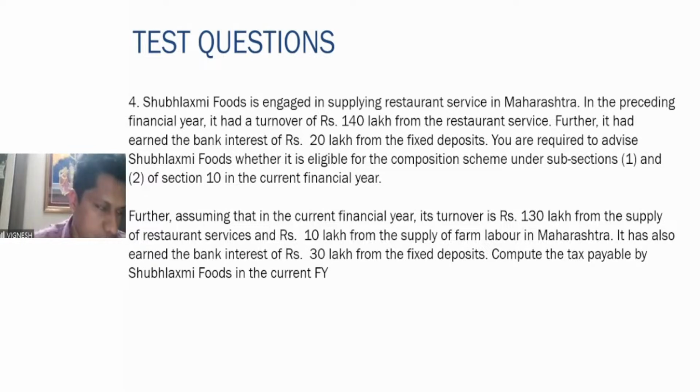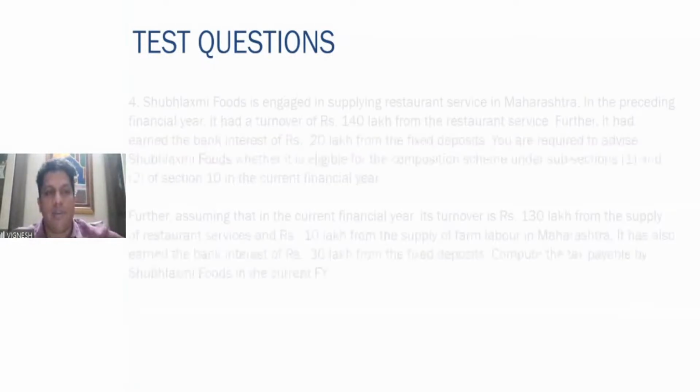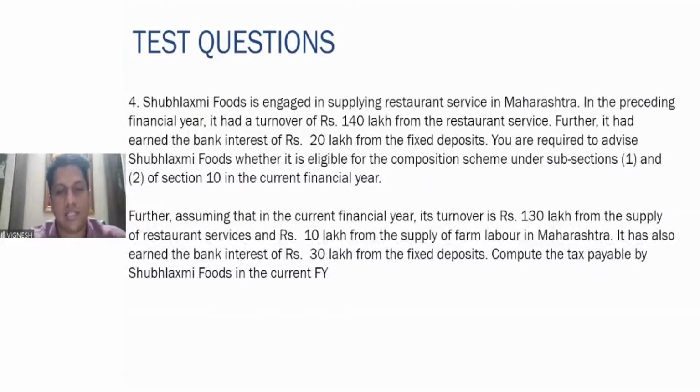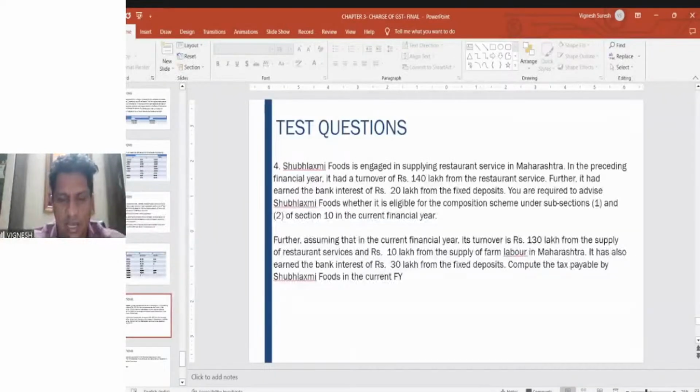So in the current financial year, turnover is 130 lakhs of restaurant and 10 lakhs of farm labor. She also earned bank interest of 30 lakhs. As I told you before, the bank interest is exempt, so there will not be any tax on that. 130 lakhs is the turnover, and 10 lakhs is for supply of farm labor. As I told you, marginal supply is available to the extent of 10%. So 10% of 130 is 13 lakhs, or 10 lakhs, whichever is higher. So definitely that facility is also available in this particular situation.